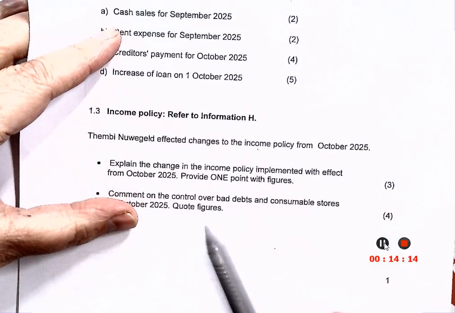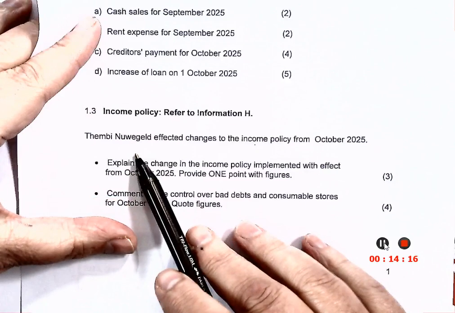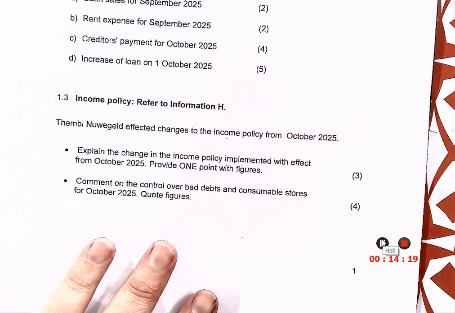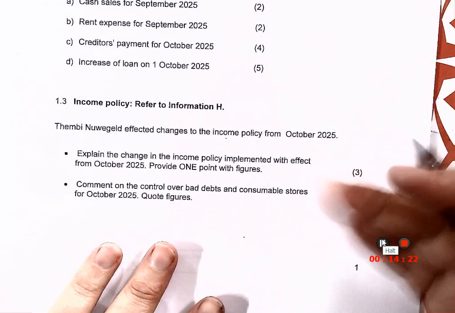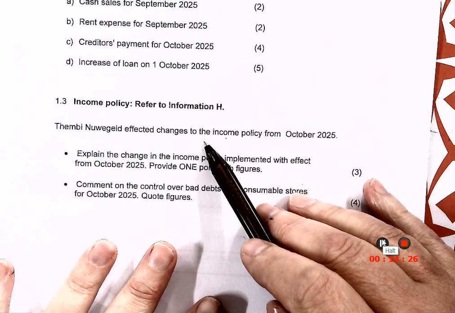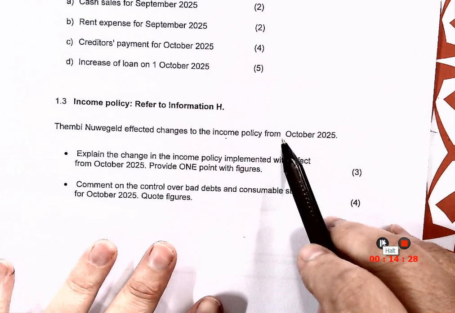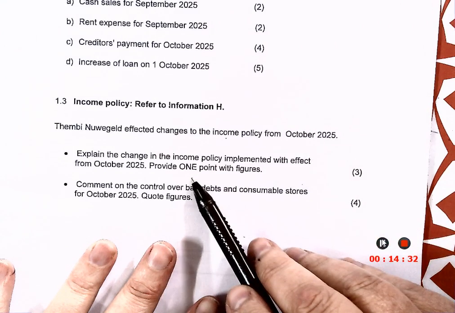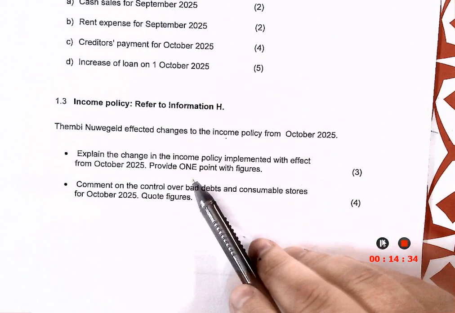By the way, now it's the part where we comment. They say Tembi affected changes to the income policy from October. Explain the change in the income policy implemented. So income would be nominal, right?